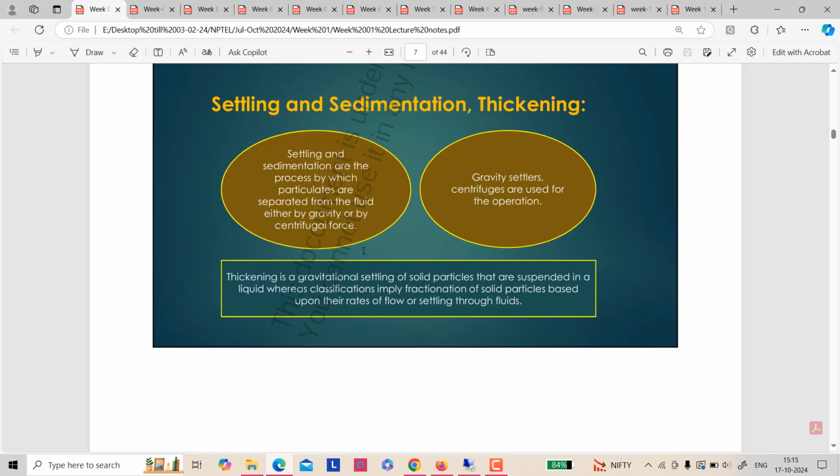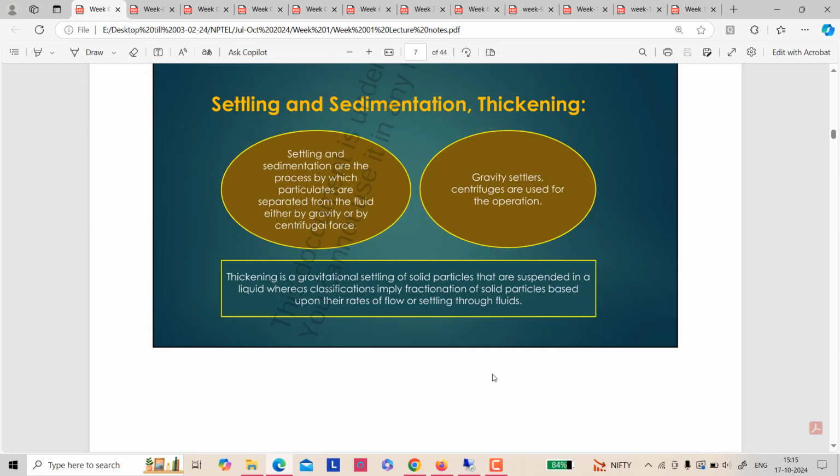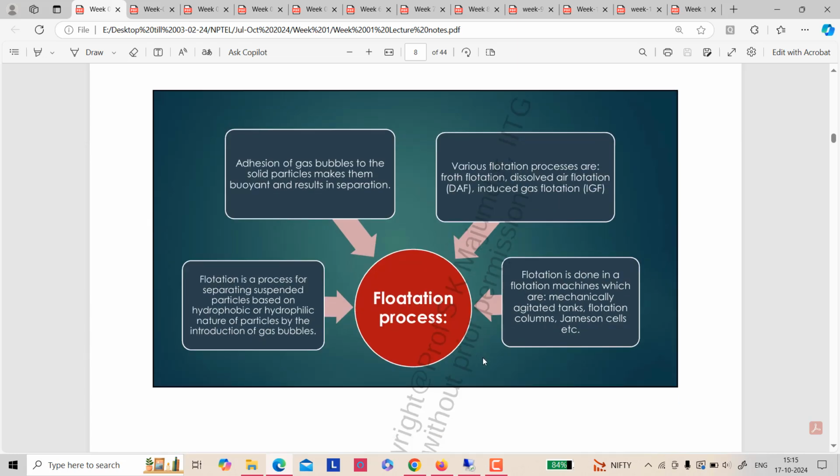Then comes the settling and sedimentation. This works based on the gravitational force applied onto the particles. This is mostly applied for the thicker or heavy particles. Then the flotation process, that means the smaller particles are separated with the flotation process. In the flotation process, the particles are suspended and, depending on the hydrophobic or hydrophilic nature of the particles, by the introduction of gas bubbles, they are adsorbed on the surface of the gas bubbles.